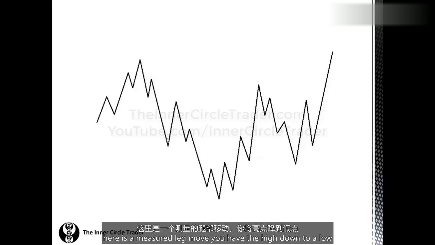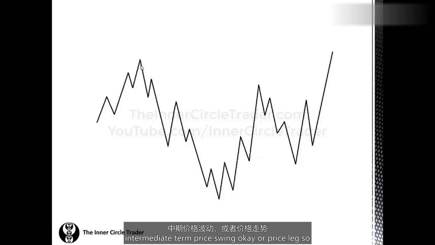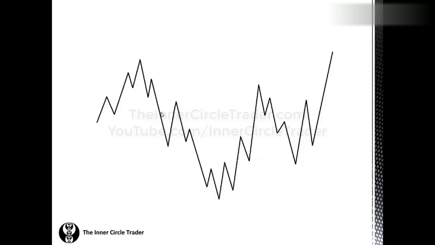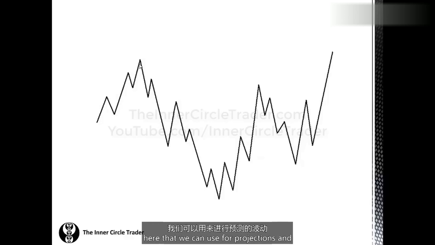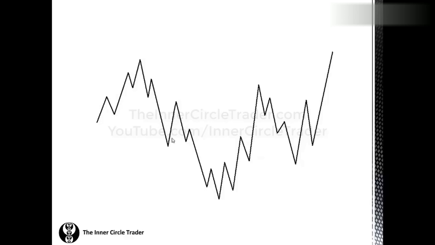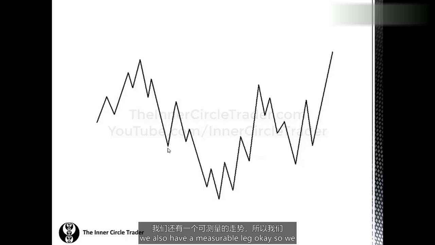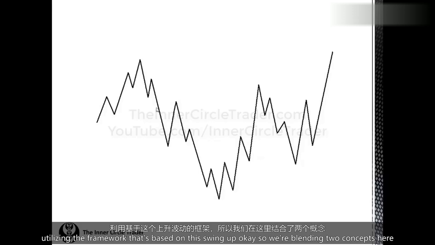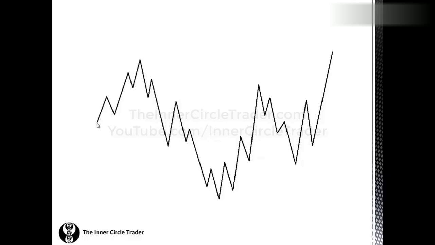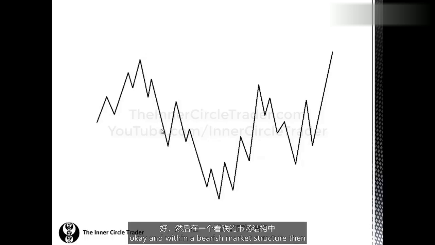You have the high down to a low here. And when price starts retracing here, we could see this as an intermediate term price swing, okay, or price leg. So we have a measurable swing here that we can use for projections. Then we also have a measurable leg. Okay, so we have the first leg of price down here, and we retrace back utilizing the framework that's based on this swing up. Okay, so we're blending 2 concepts here. A swing that's broken, okay, and within a bearish market structure.